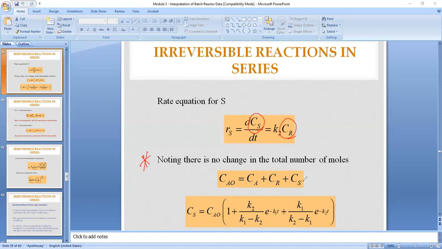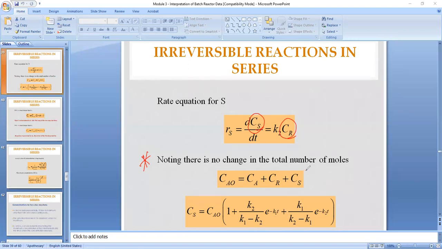Meaning, since R and S all came from A, then the final concentration of these three after some time T should be equal to CaO. Now, if there is a scenario wherein your C sub R and your C sub S are not equal to zero, then you have to add it in here on the left side. So you have CaO plus CrO plus CsO equal to Ca plus Cr plus Cs. Why? Because there is going to be no change in the number of moles in your system at any particular time.